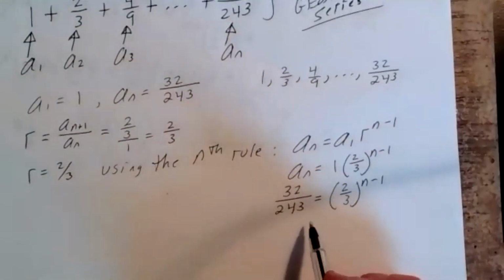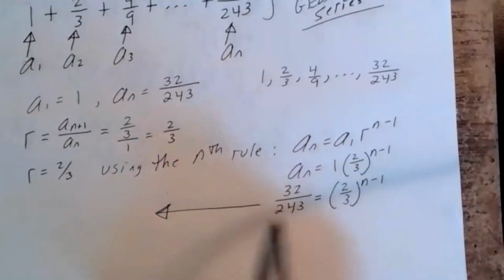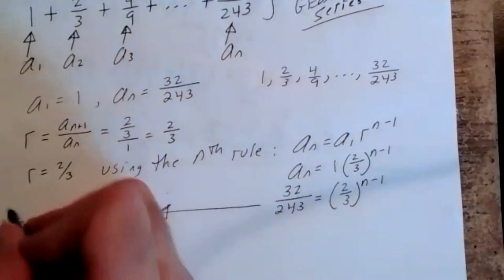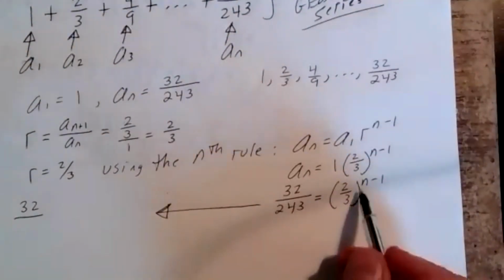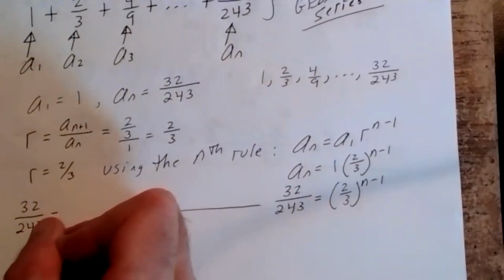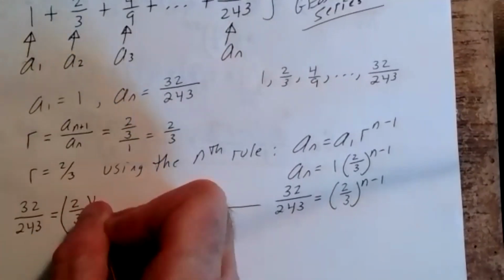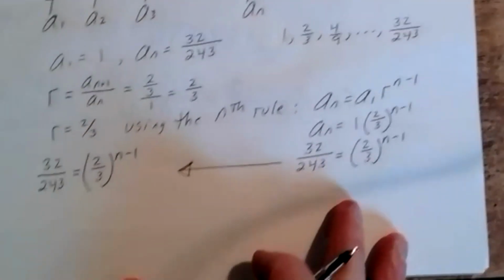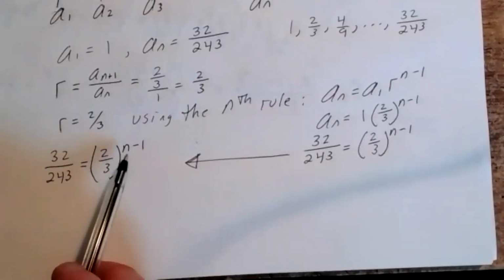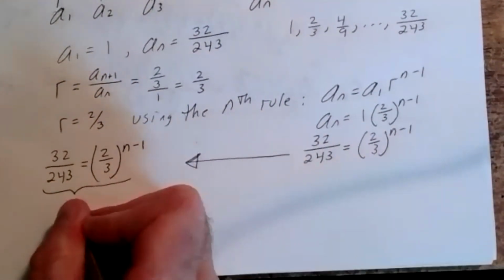And now, ladies and gentlemen, what we're having to deal with here now is we're having to solve what's called an exponential equation. We got to solve for n. How do you solve for n, which is part of an exponent here? Has anybody ever solved an exponential equation like this? Got to solve for n. This is called an exponential equation.